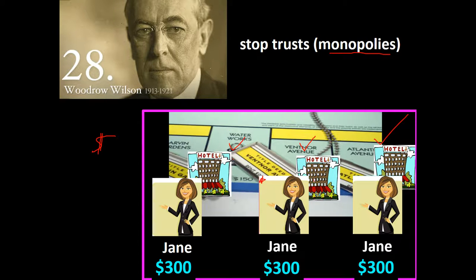You control all of one product. That's how the game Monopoly works. Remember, if you get a hotel here, and you get a hotel here, and then finally you get this property, you can start jacking up the prices. If you only own one of them, you can't do anything. But once you own all three, the price goes up because you have a monopoly. You have cornered that market. If someone wants to stay somewhere, they've got to pay whatever you tell them to pay. And if they aren't willing, then they don't stay. There isn't any competition. Well, Woodrow Wilson says that's bad.